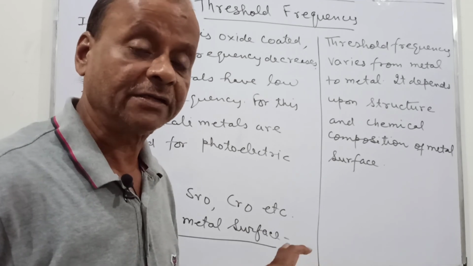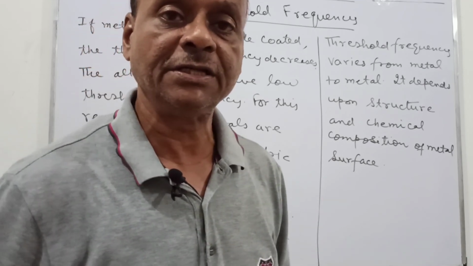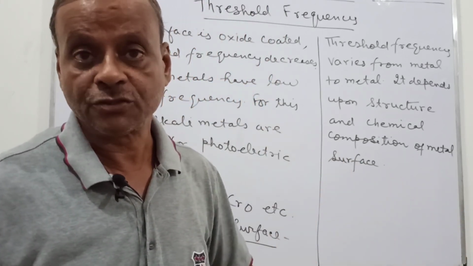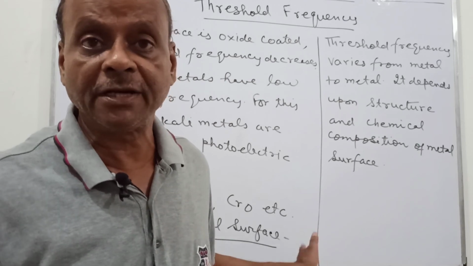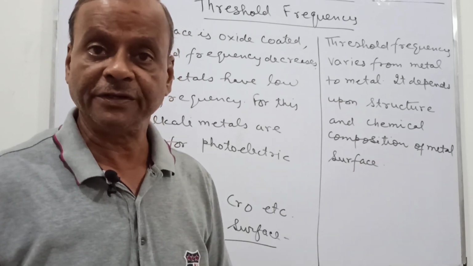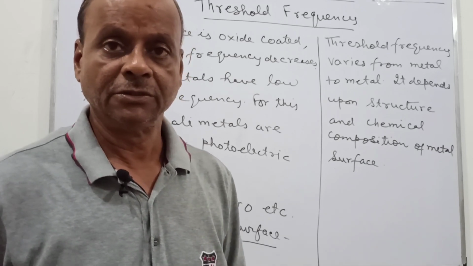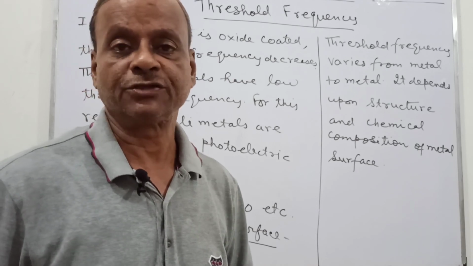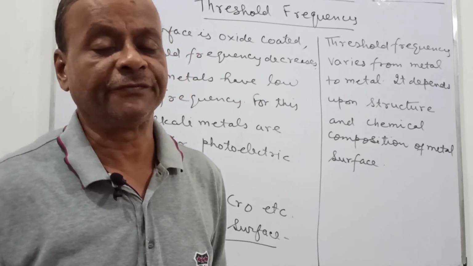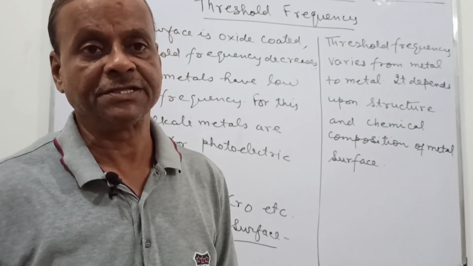So these are the factors that affect the threshold frequency, and this threshold frequency is related with the work function of the metals. So work function also depends upon these factors. It means that work function and frequency are simultaneously affected by these factors. So this is the threshold frequency. Always remember that, being a frequency, it has dimensions of per second and it is a scalar quantity.